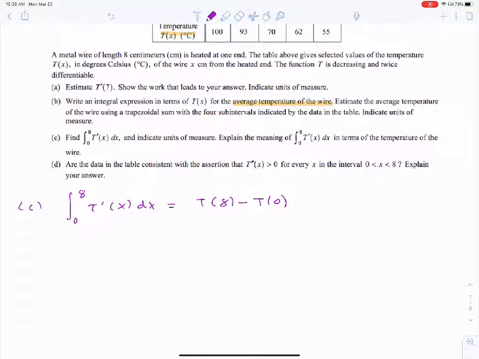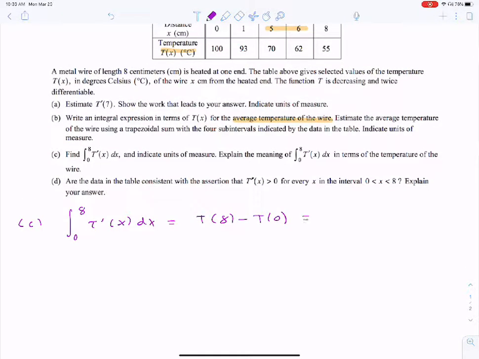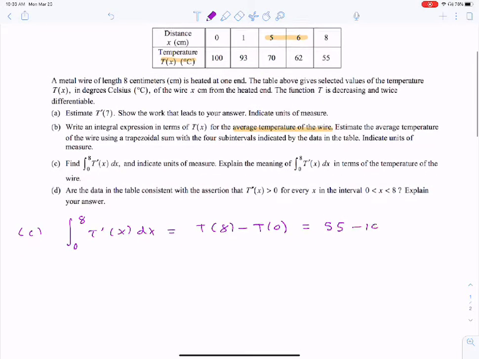Before I go and evaluate it, because the evaluation is not much to it, are there any questions on what it means or how I came up with what I have here? Okay, so let's see. T of 8 is 55, and T of 0 is 100. So that is negative 45. 45 degrees, and our units are going to be degrees Celsius.